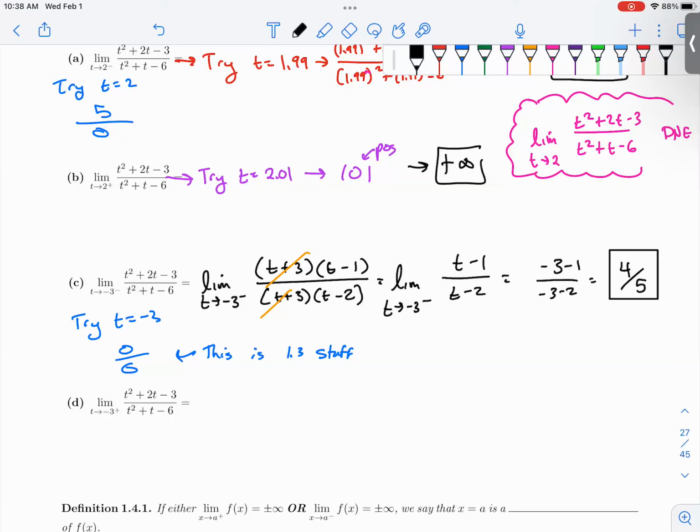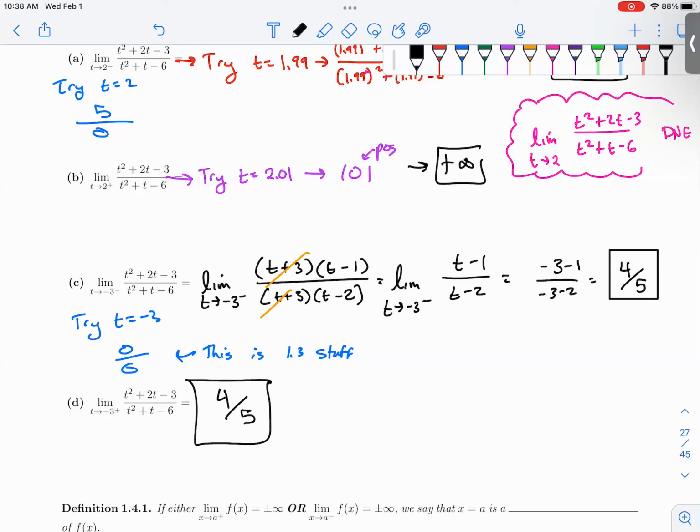And then I guarantee you, if you plug it from the right-hand side, you will also get 4/5. Because it's going to be 0 over 0. It's the same calculation. If you approach it from the right-hand side or left-hand side, it's still going to do the same thing. You're going to cancel the t plus 3s, plug in -3, and you're all good. Is that okay? Okay.